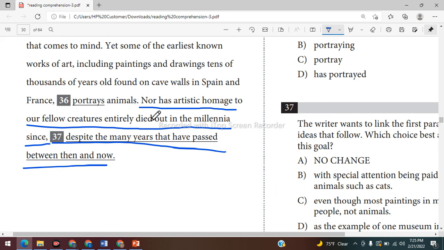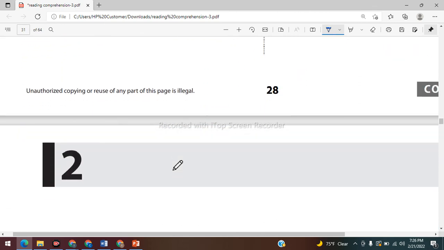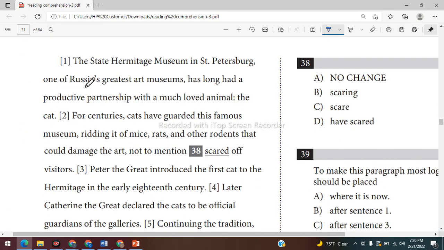And so that leads you to wonder, okay, who still does that? Who still depicts animals in works of art? And so they go on to tell us where. They said the State Hermitage Museum. So this is where we are, the State Hermitage Museum. Where is the State Hermitage Museum?